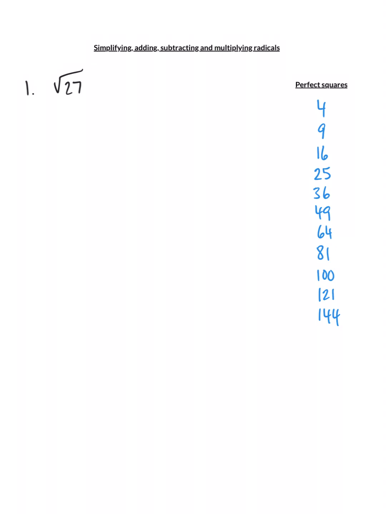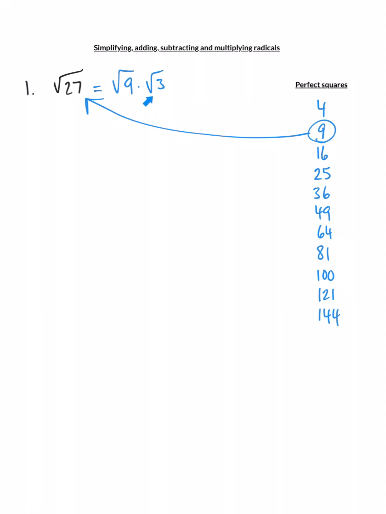Now, the largest perfect square that goes into 27 is 9. We know that 27 is 9 times 3, so we're going to rewrite this as the square root of 9 times the square root of 3. Now, it's important to leave the square roots on here, because the square root of 27 is equal to the square root of 9 times the square root of 3.